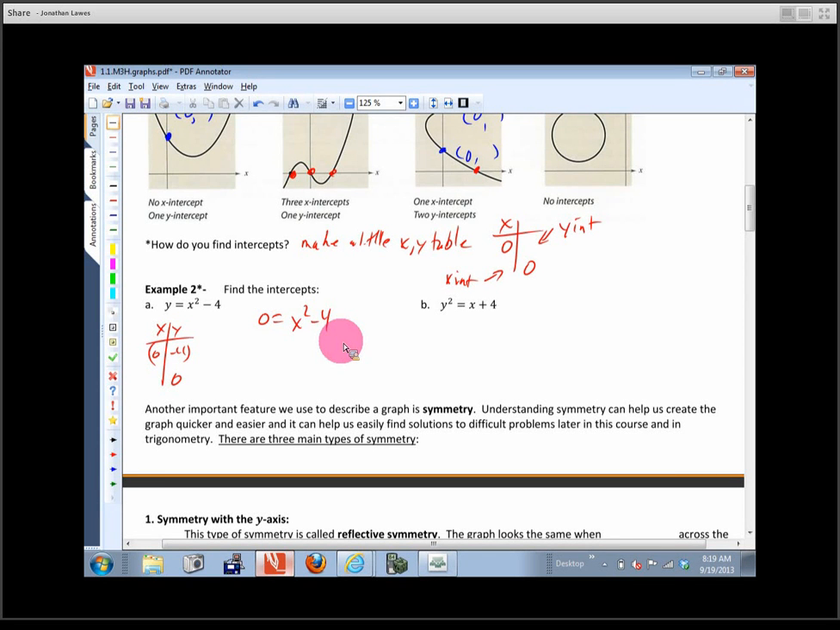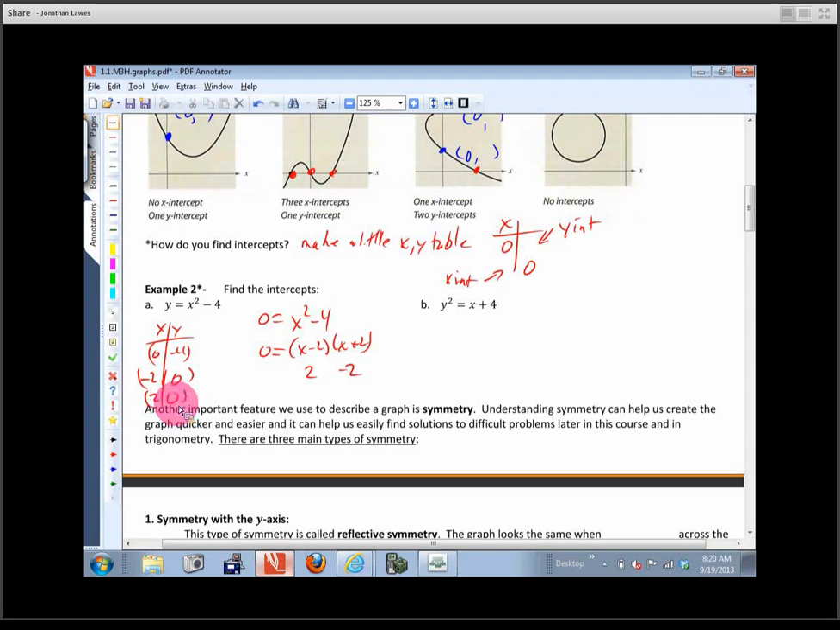There are a couple different ways that you can solve that. You can move the 4 over and take the square root of both sides, or if we're really good at factoring, which we better be, you can factor this to x minus 2 and x plus 2, and then solve it like you would any other quadratic or any higher order polynomial that has a bunch of factors. So 2 out of that one and a -2 out of that one. So we actually get 2 x-intercepts on this one.